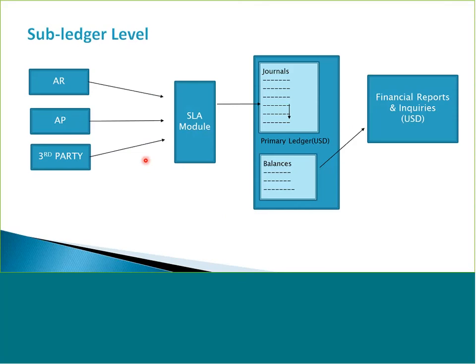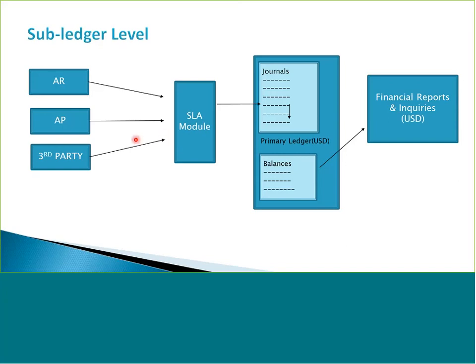Okay. So now let's go to the sub-ledger level reporting currencies ledger. Just like the name implies, this has to do with journals that are coming from the sub-ledger modules such as AR and AP.